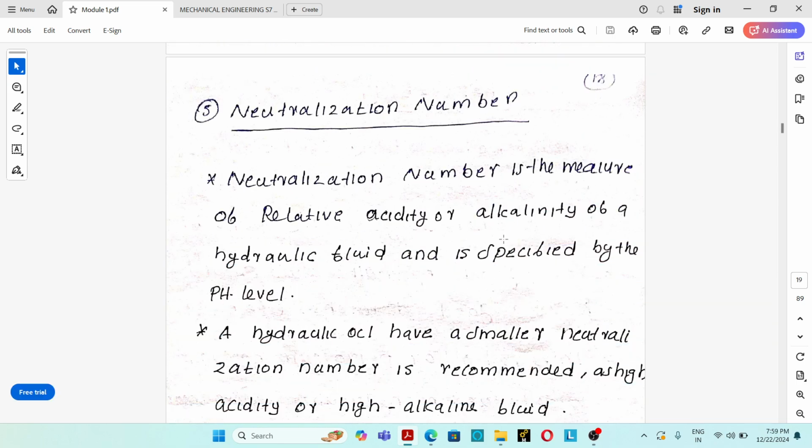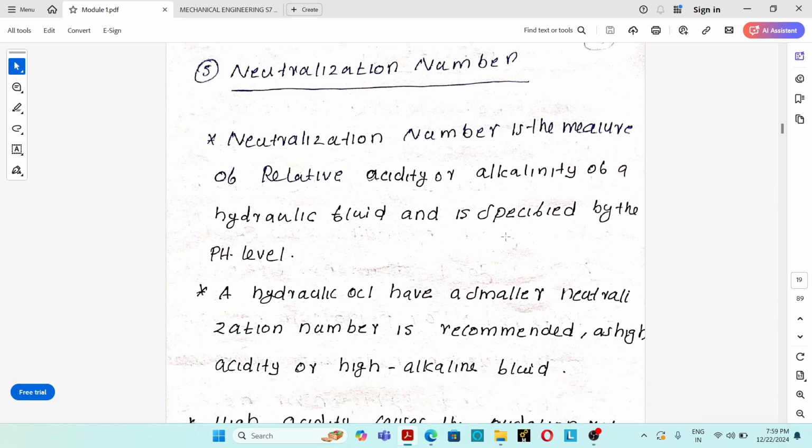Fifth property is the neutralization number. This is a very important property, neutralization number. See, neutralization number is the measure of relative acidity or alkalinity of a hydraulic fluid and is specified by pH value. So neutralization number is always specified by pH value. So it is a measure of alkalinity or acidity of a hydraulic oil.